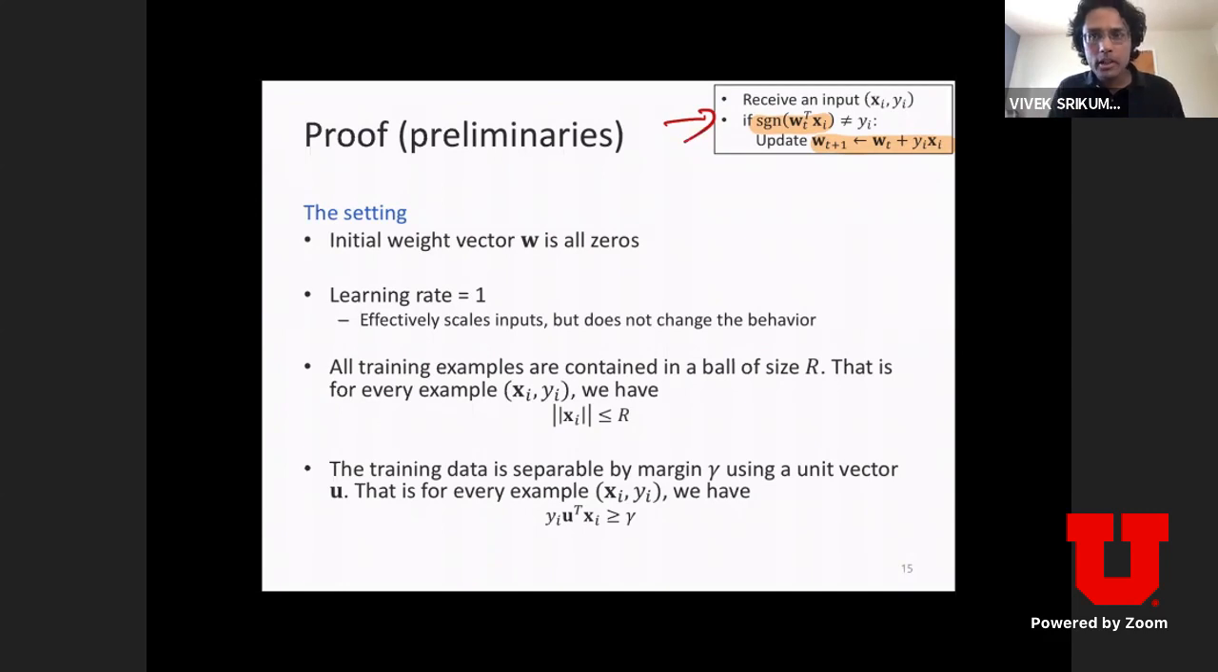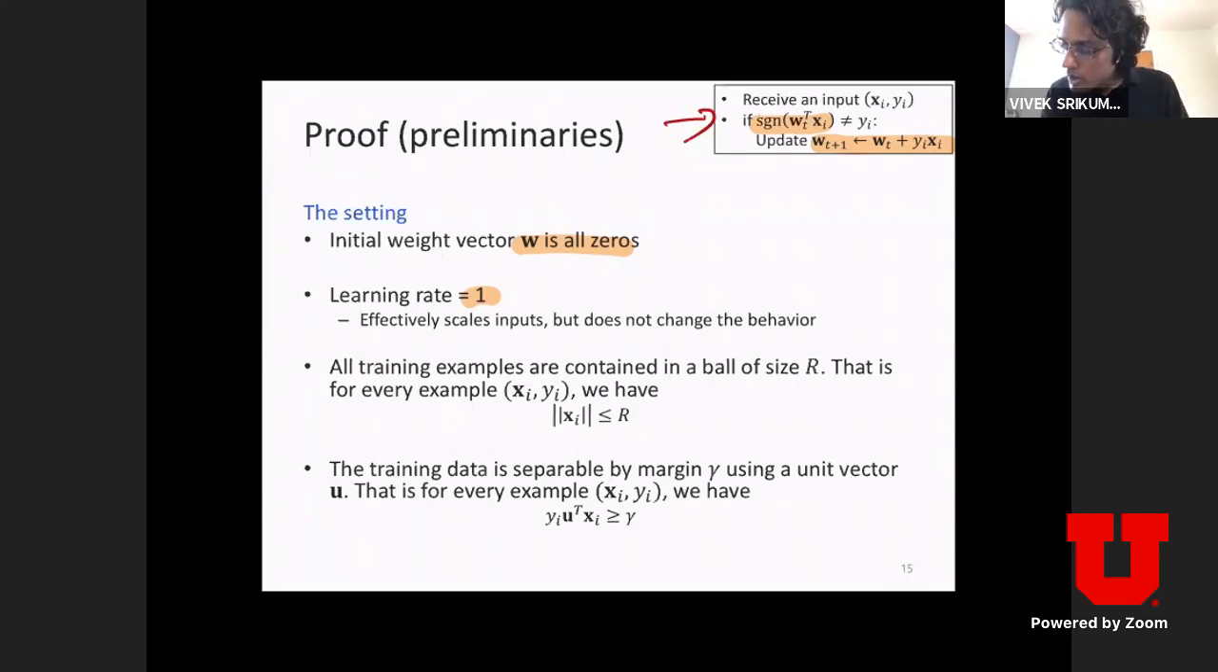To make the proof work, to simplify things a little, we're going to assume that the initial weight vector is zeros. We're going to assume that the learning rate is one. Notice that there is no learning rate here. It doesn't really matter. It scales the inputs, but it doesn't change the global behavior because the initial weight vector is zero.